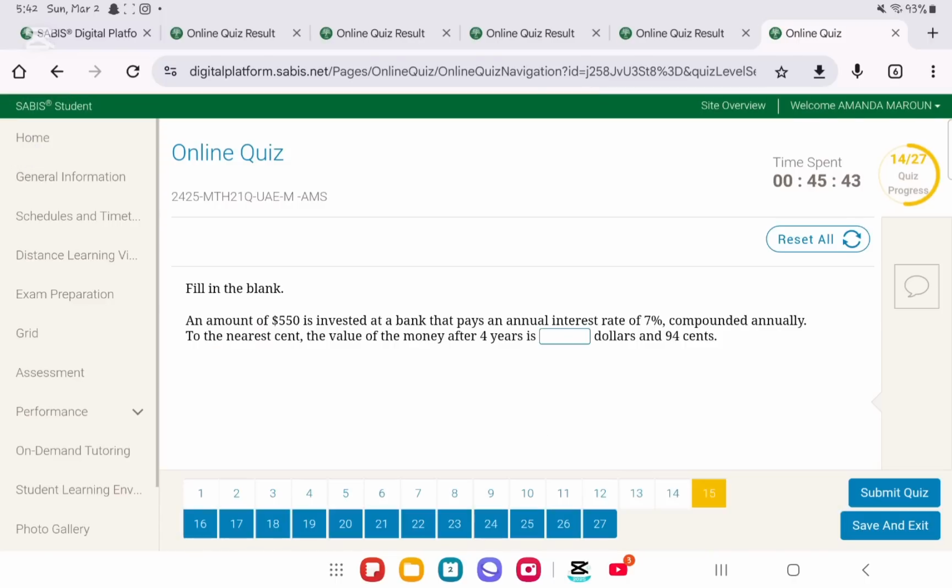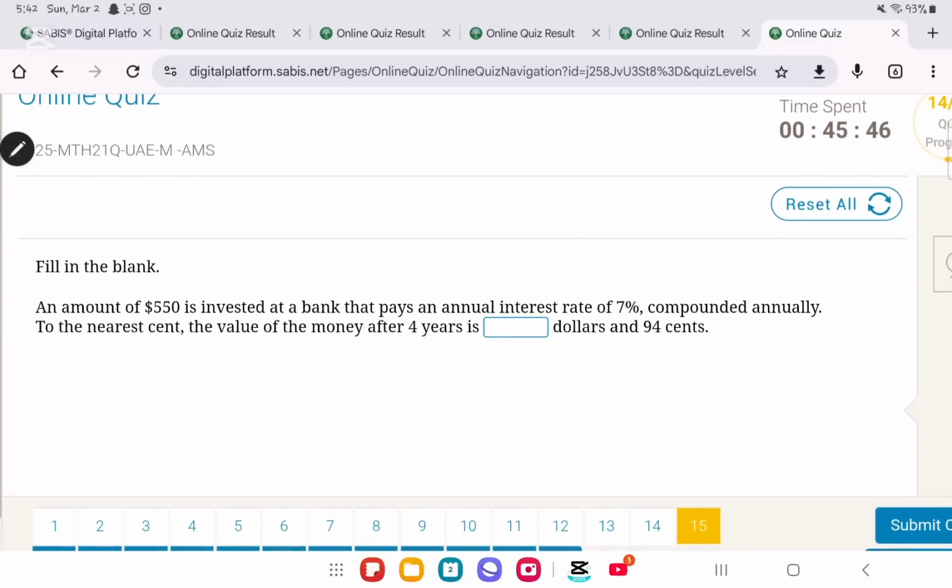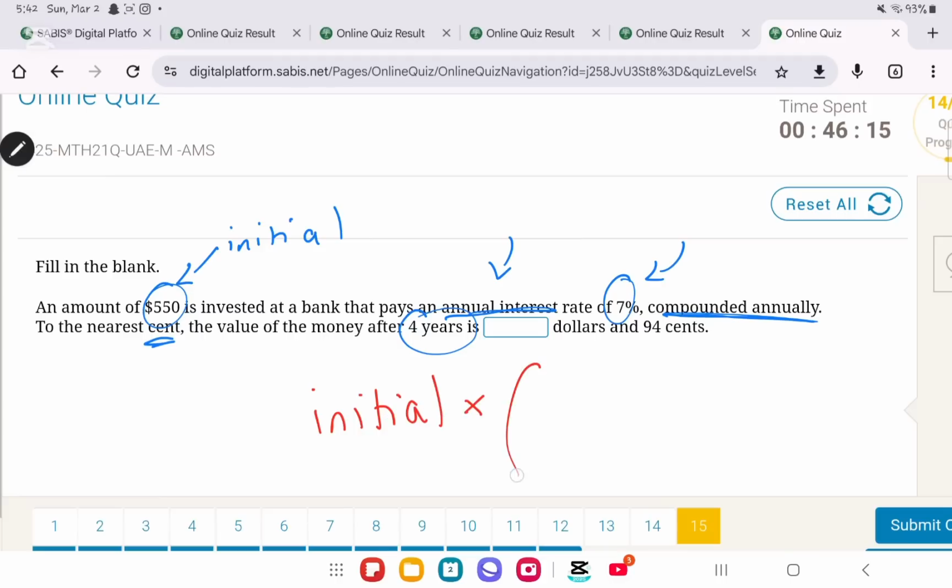This is a very important question. Let us write what we have. An amount of $550, this is the initial money, is invested at a bank that pays an annual interest. Keep this in mind, annual interest rate of 7%, compounded annually. To the nearest cent, they need the value of this money after 4 years. The equation for the compound interest is the initial amount of money times 1 plus the percentage, to the power of the number of years.